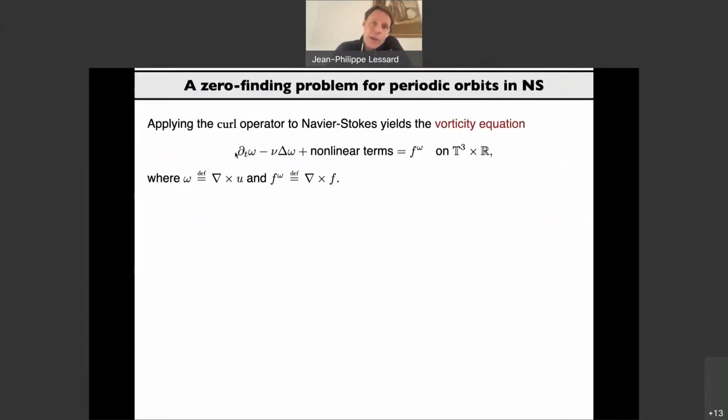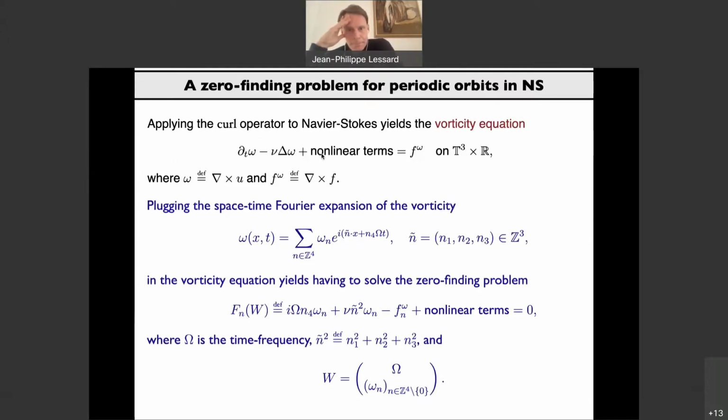Okay, so after applying the curl to the velocity, we obtain the vorticity, and F omega here is going to be the curl of the external forcing term. The linear part doesn't change: it's the partial of omega, the vorticity, with respect to t, minus nu, the kinematic viscosity, times the Laplacian, plus some nonlinear terms. The nonlinear terms become a little bit more complicated because I had an advection term in Navier-Stokes, and now I applied the curl to it. So there's a couple of terms there. I'm not going to write them explicitly, but I could provide some expression.